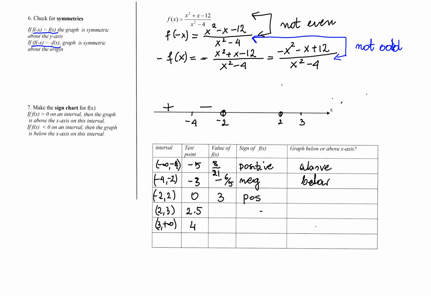For 0, the value is 3, the value is positive, so we'll put the plus sign above the number line, and that means that the graph of the function is above the x-axis on this interval. For 2.5, the value is negative 13/9, the value is negative, and therefore the graph is below the x-axis. And for 4, the value is going to be 2/3. The value is positive, so the graph is above the x-axis on the interval from 3 to plus infinity.